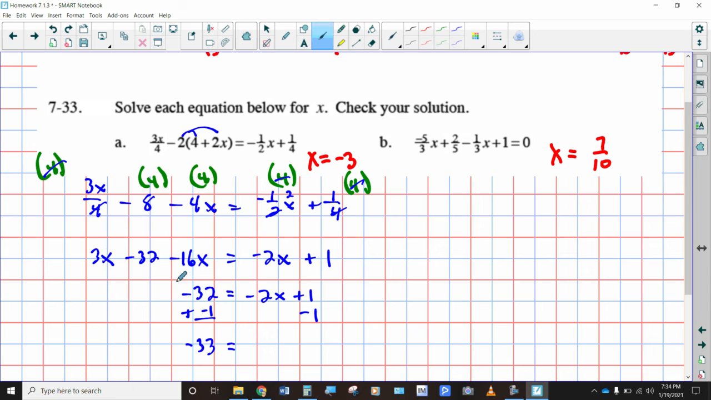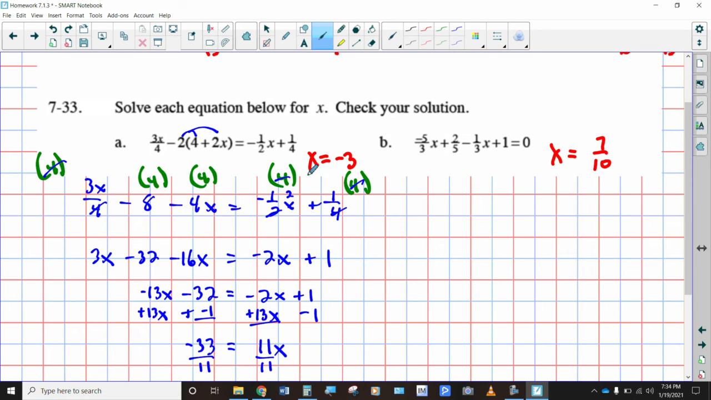This would be negative 13x. So when you add 13x's to this side, you would then add 13x's to this side, and that's going to become 11x's. So now when you divide by 11, you get x is equal to negative 3.